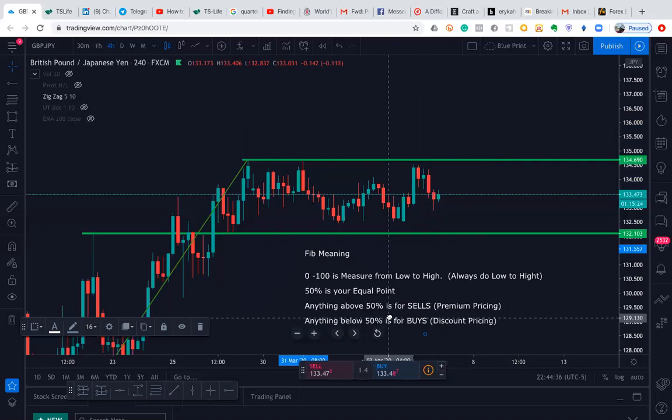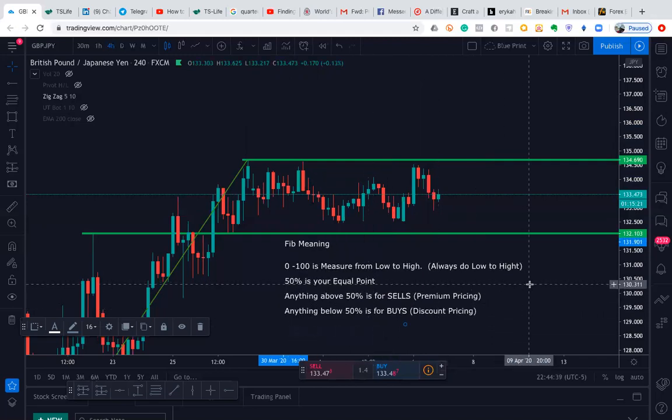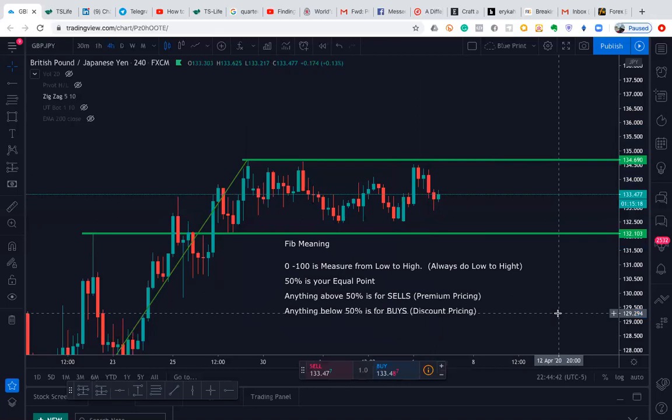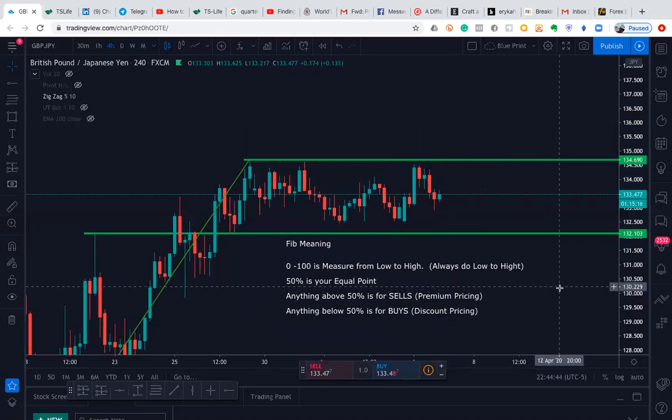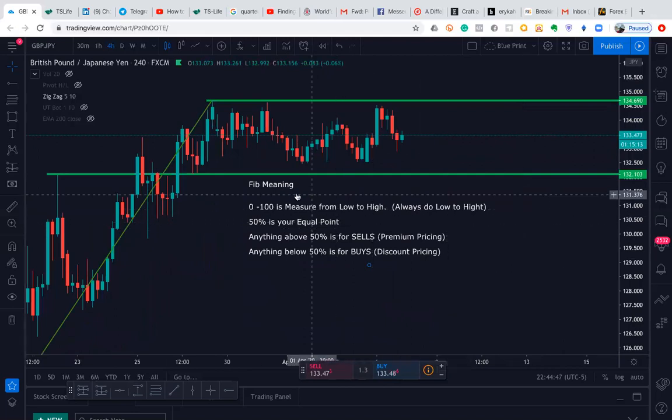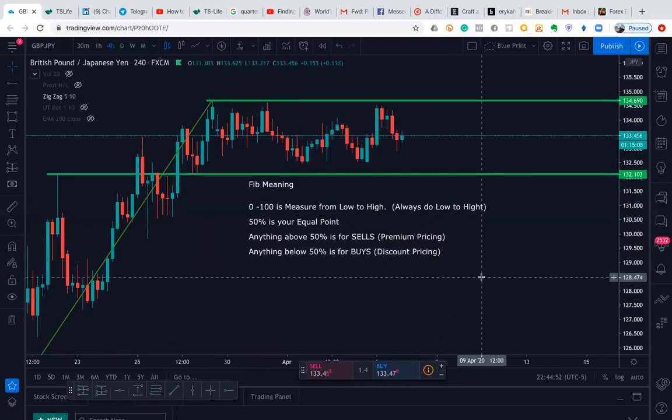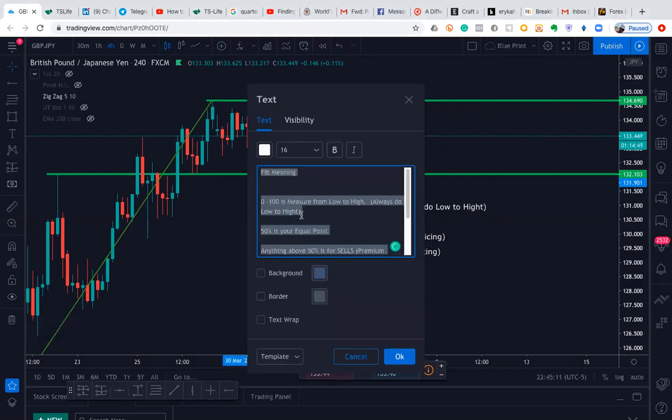Okay. Here's your notes right here of what each level now is going to mean. 0 to 100 is measuring from low to high. Always do low to high, not low to height, low to high. H-I-G-H.